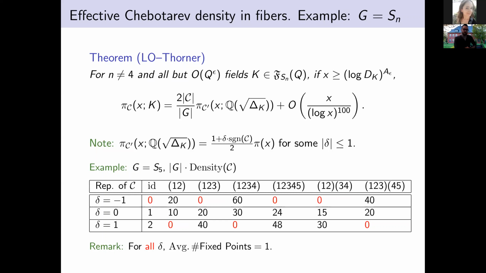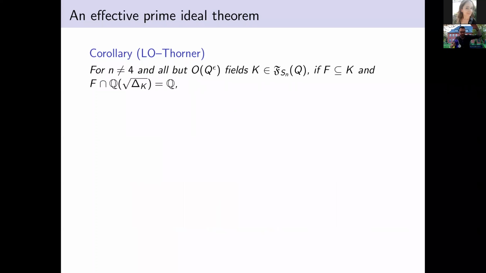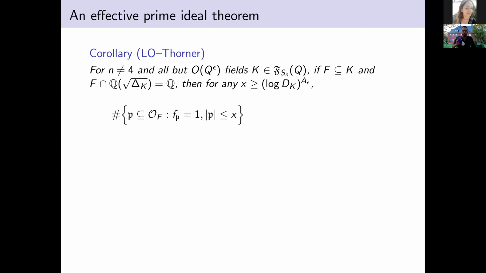So a consequence of this theorem is that Jesse and I actually get a very strong, effective prime ideal theorem for almost all fields, for example in this Sn family. And so that would look like something like the following. If you start with an Sn extension, you take a subfield of it that misses this excluded problematic quadratic subfield. Okay? Then if you look at the number of primes that are degree 1 in F, where x now is bigger than, again, the same sort of log power type range, you get exactly the right number.